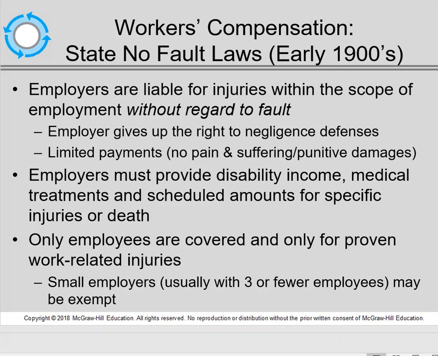The employee gave up the right to sue his or her employer in exchange for the high probability of recovering without costs, such as a lawsuit. The employer gives up the right to use negligence defenses in a lawsuit in exchange for limited payments to the employee. Thus, there's no punitive damages. Employers must provide disability income, other things such as medical treatments, and scheduled amounts for specific injuries or death.